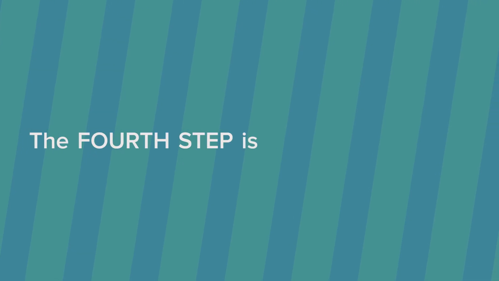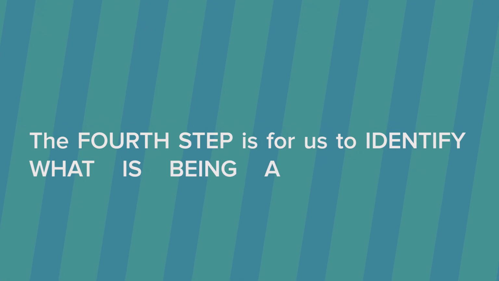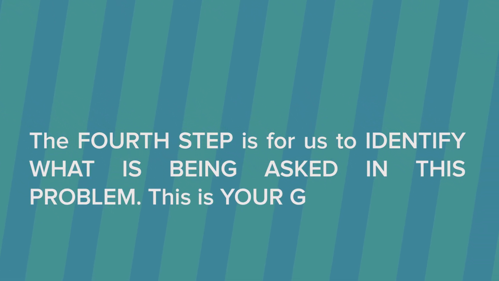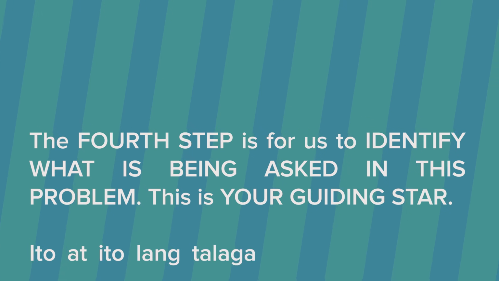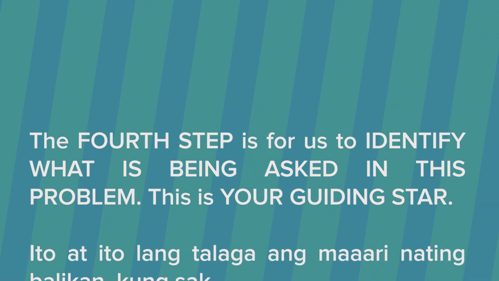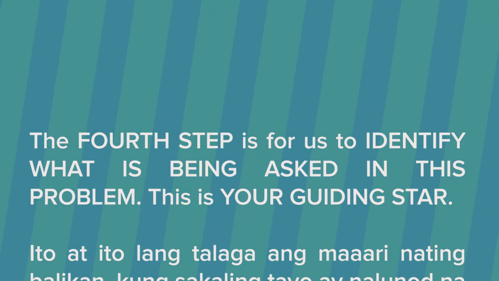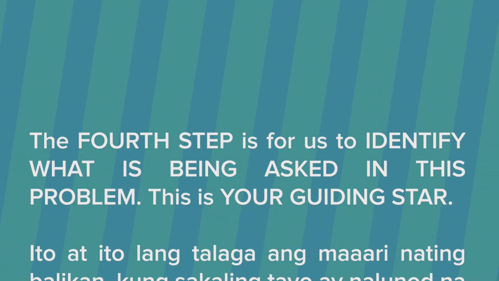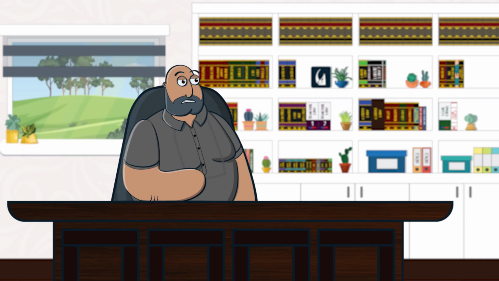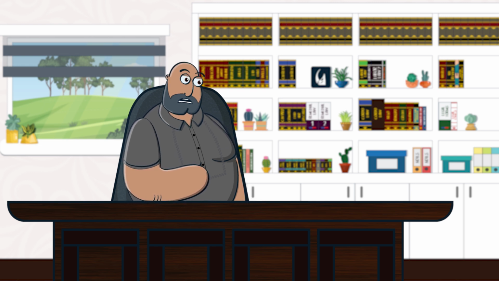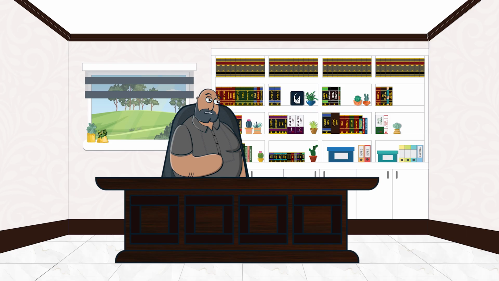The fourth step is for us to identify what is being asked in this problem. This is your guiding star. Ito at ito lang talaga ang maaari nating mabalikan kung sakaling tayo ay nalunod na sa mga facts at arguments ng ating examiner. What is being asked in this problem? Here, the examiner is asking us to identify whether or not Madam X committed a crime. Assuming that there is a crime, we are being asked to identify what crime and then we are supposed to explain why we think that crime was committed.